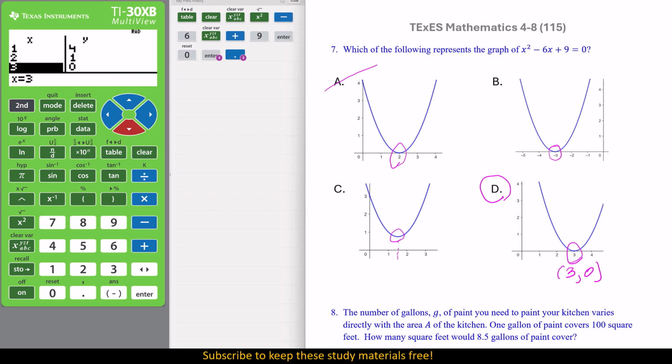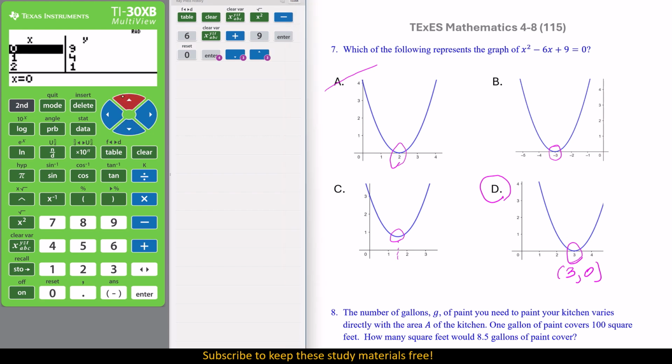And let's go ahead and try -3. Let's just go look at it. -3, nope, that's not at 0, so B won't work. And we can go ahead and eliminate C. Okay, that's a complex situation.